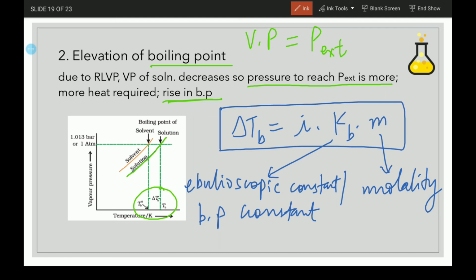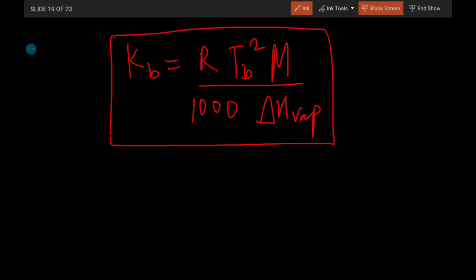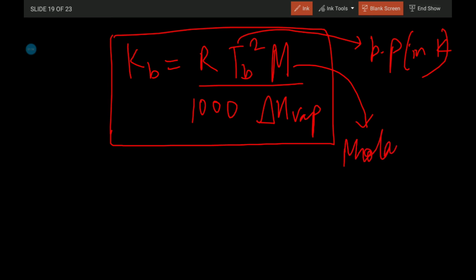This Kb can be understood as follows. Kb is equal to R Tb square capital M upon 1000 delta H of vaporization. R here is the universal gas constant. Tb is the boiling point of the liquid in Kelvin. All the temperatures here are measured in Kelvin scale. M is the molar mass in kgs. Delta H of vaporization used here is in kilojoules.